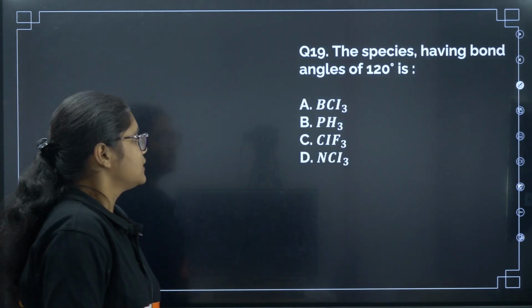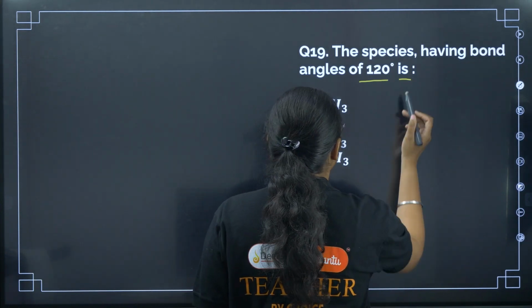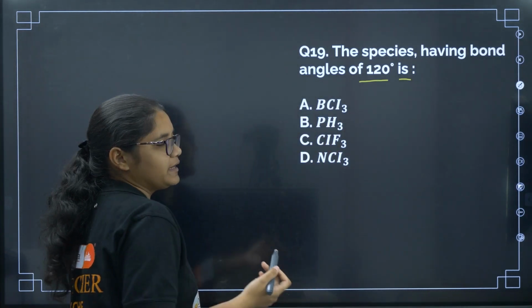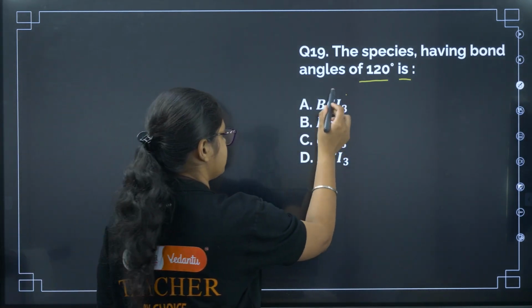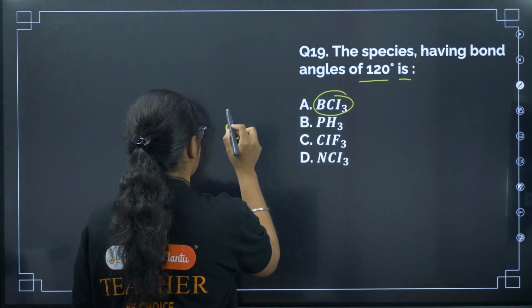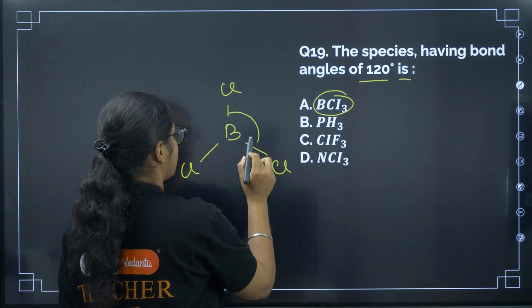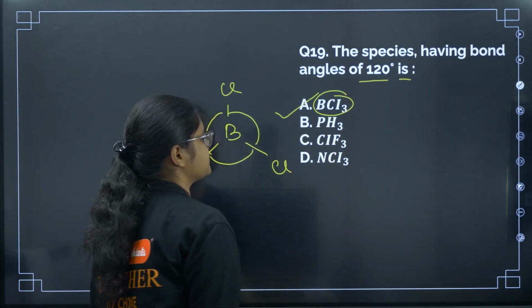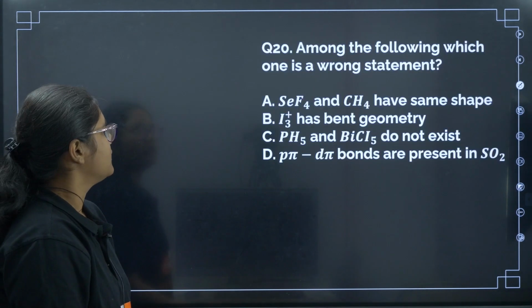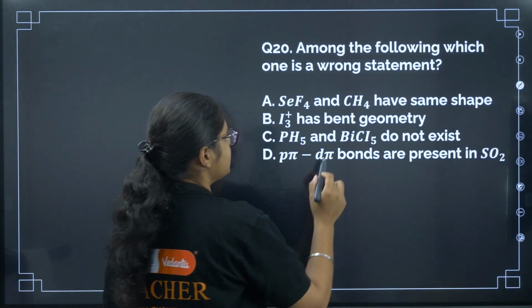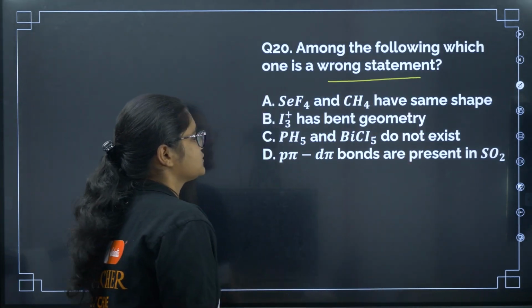Next, the species having a bond angle of 120 degrees is, so this is very simple, sp2 hybridization. BCl3 has sp2 hybridization, right? So the correct answer for this question is option number A. Next, among the following, which one is a wrong statement? Let us see here.